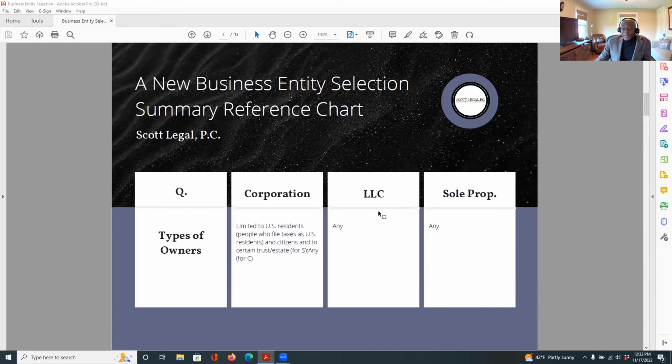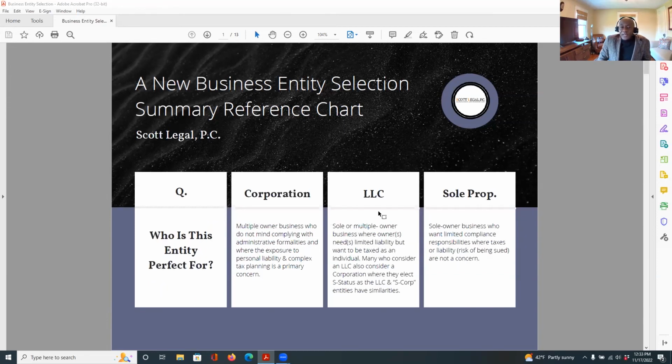And that is in a nutshell an overview of these different types of entities and the advantages and the disadvantages and some of the tax considerations associated with them.